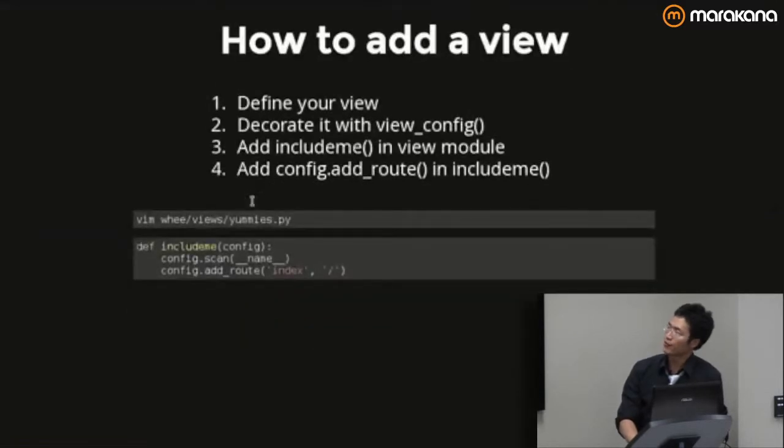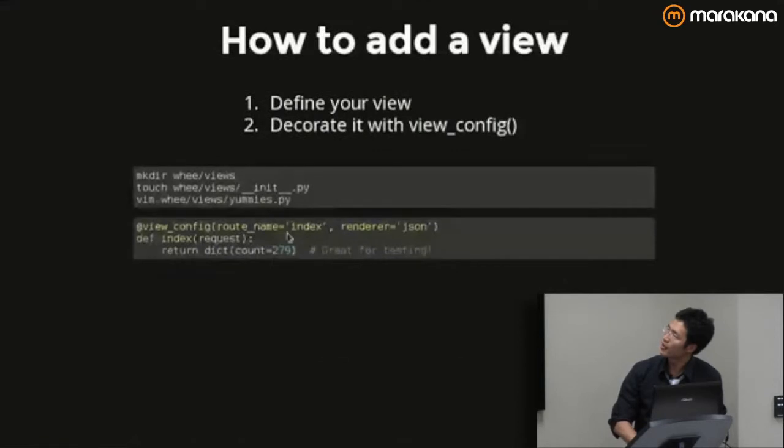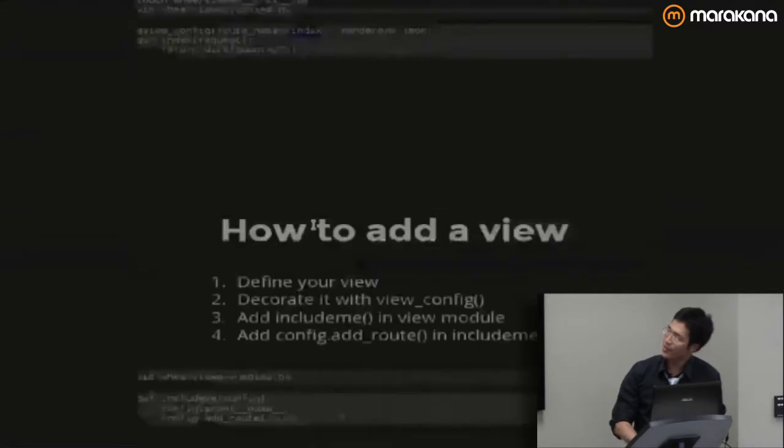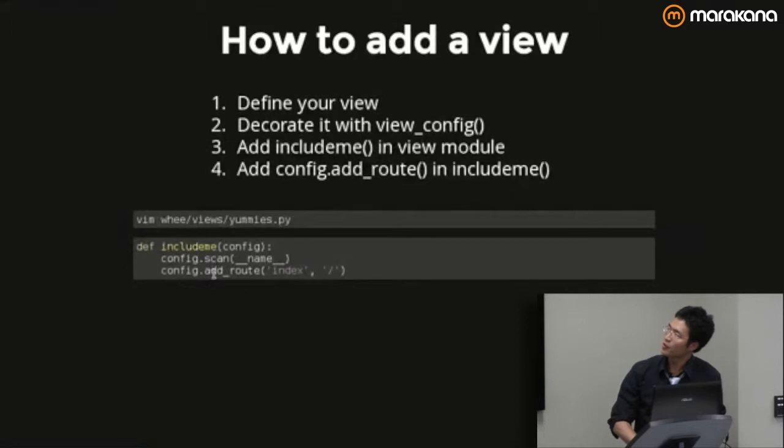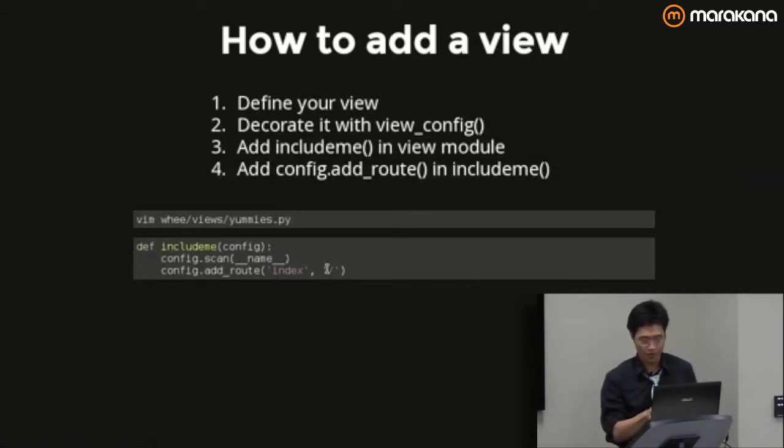Okay, and then once you've defined your view, you need to define a route that maps the URL. In this case, we're mapping the home directory into the route name called index. So here's the route name, index. And view config is what connects the view to the route. And here is where we connect the route to the URL. Okay, so we just went over how to define a view, and this is how, for the most part, you'll be defining the behavior for your web app.